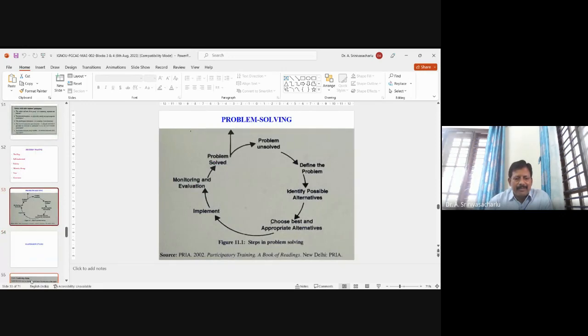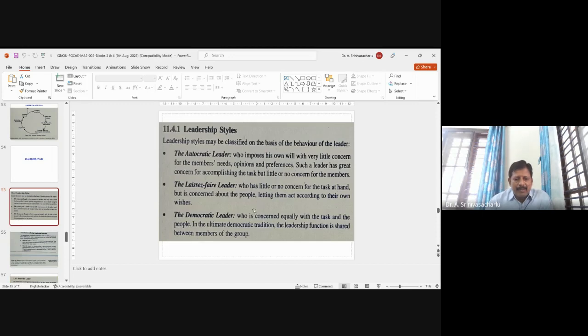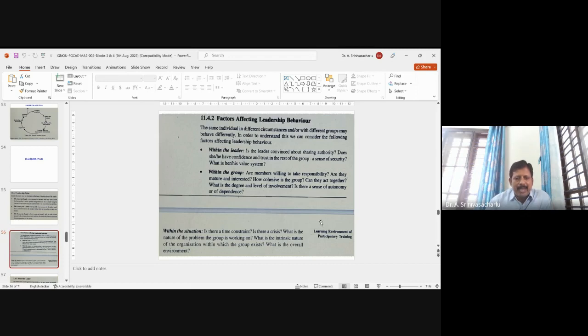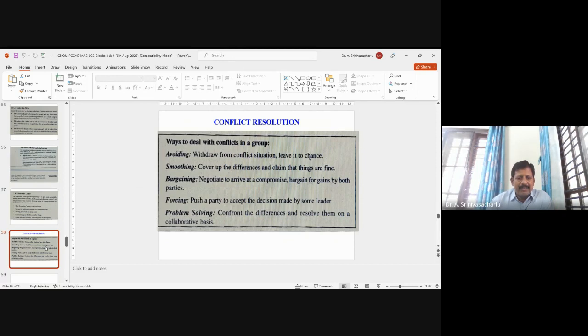Problem solving, leadership styles. We have three types. Of course, there are as many types. Factors affecting leadership behavior within the leader self and in the group. As a leader in me and as a leader with my group. Role of the leader, conflict resolution. Different types are there. Better problem solving is better.